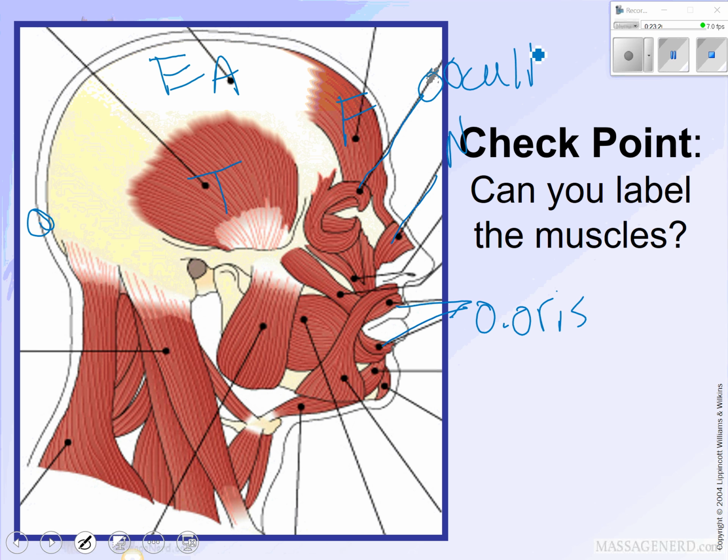Okay. Next, this one, of course, is the buccinator. This muscle here is your masseter. This one here is your sternocleidomastoid. I abbreviate that SCM. The back of the neck and the upper part of the back is going to be your trapezius muscle. So from this view, those are some of the muscles that you could actually identify on the picture.